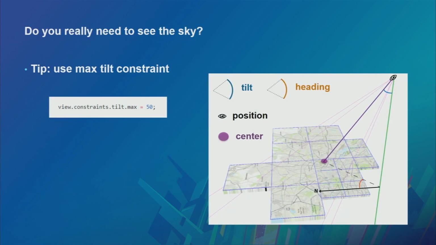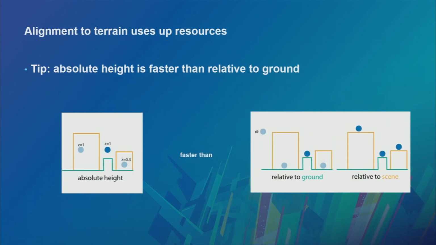The third tip would be to use tilt constraints. So when your camera is tilted so that you can see the whole horizon, then we need to load a lot of tiles and a lot of terrain. And the more you look perpendicular to the map, the less we need to load. Setting a max constraint on the tilt will not allow your user to go and look up in the sky, because they probably don't even need that, right?